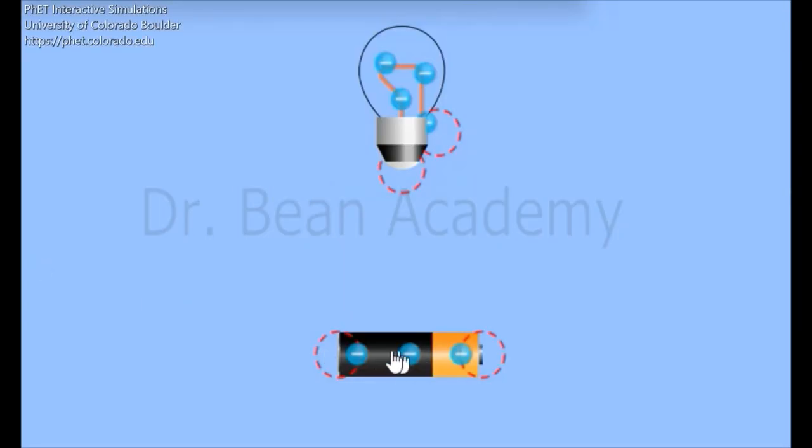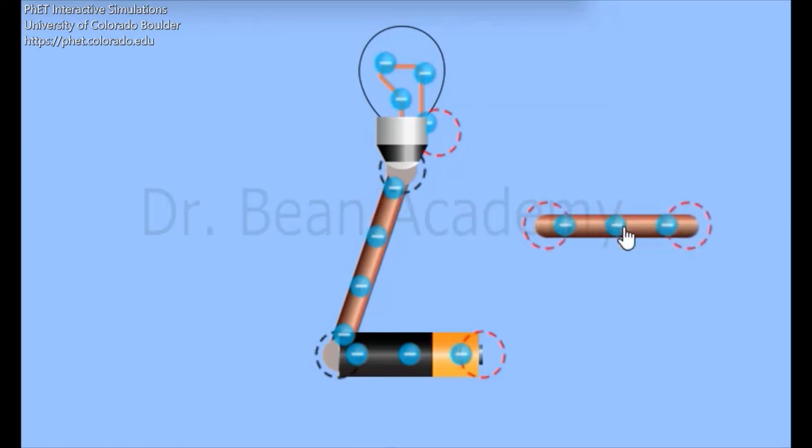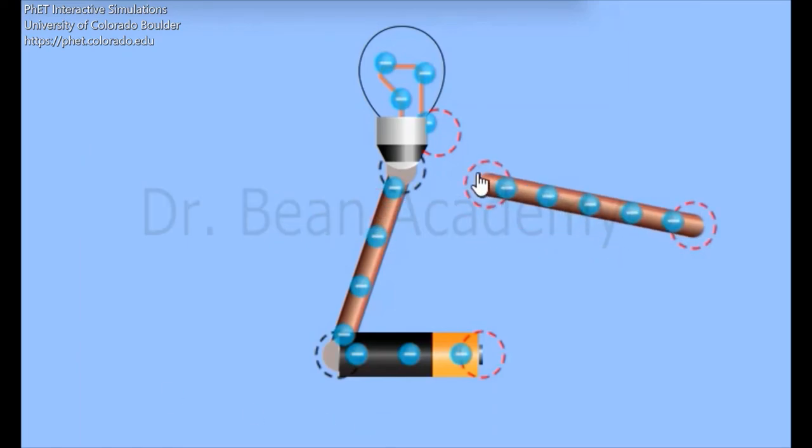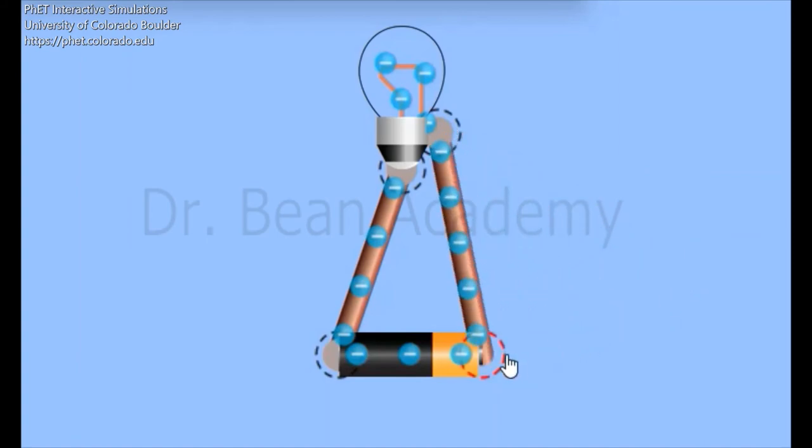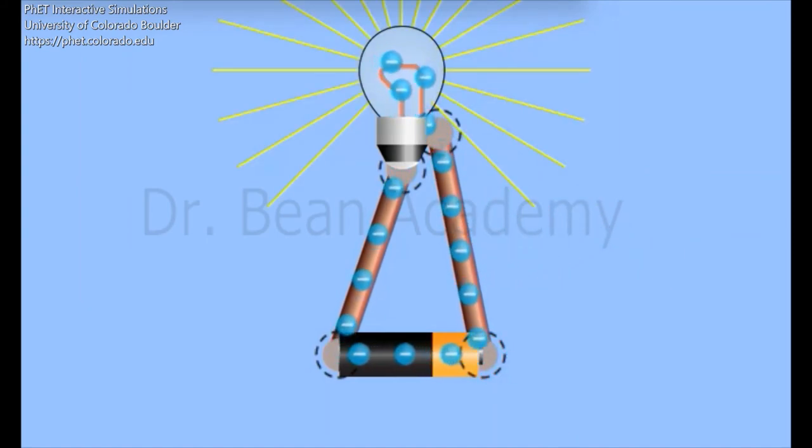So here I have a battery and a bulb, and let's see what happens when I connect a wire to one end of the bulb and the other end of the wire to one terminal of the battery. Similarly, I take another wire, connect one end to the other terminal of the bulb, and the other end to the other terminal of the battery. As you can see, the bulb lights up.